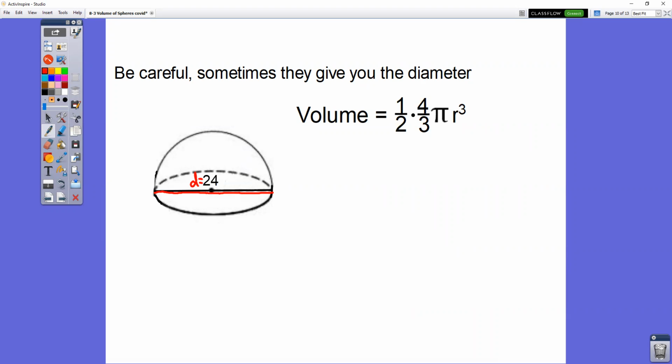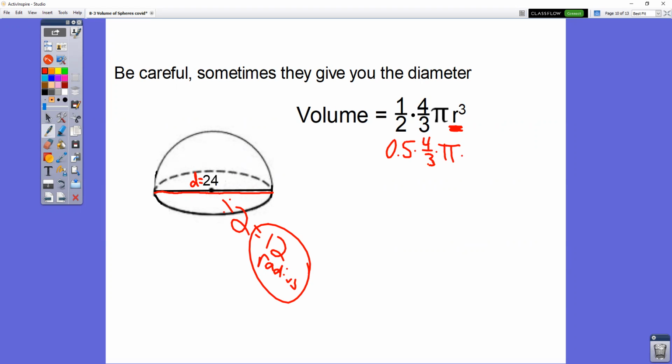Well, again, in our formula, we never have the diameter, we have the radius. So anytime that you're given the diameter, you want to divide it by 2 to find your radius. 24 divided by 2 gives you 12. 12 is our radius. So that's the number that you're subbing into the formula. So we have 1/2, or 0.5, times 4/3 times pi times our radius, 12, to the third power.